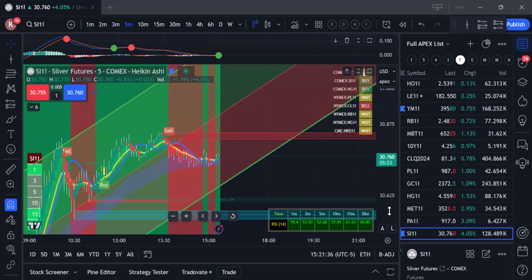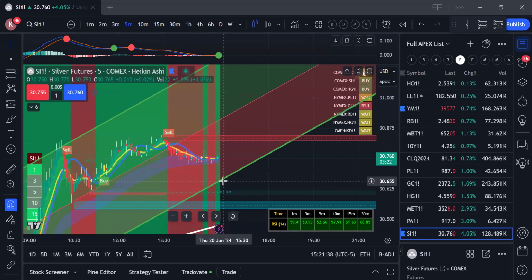If, for example, you find silver at the bottom of the channel, that is the best opportunity. Or you see copper at bottom, that is the best one. Or you see CL at the top, that is the best one.